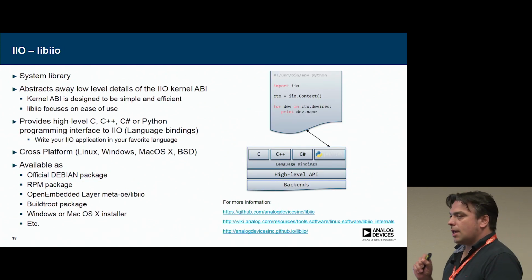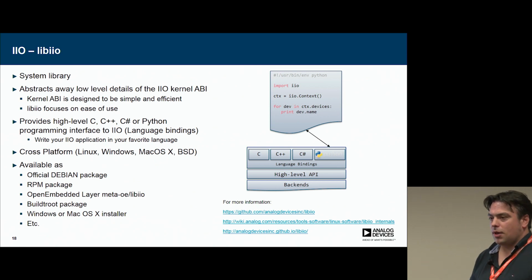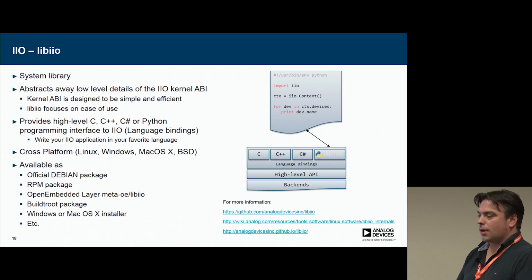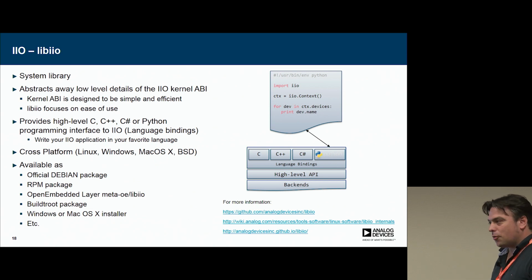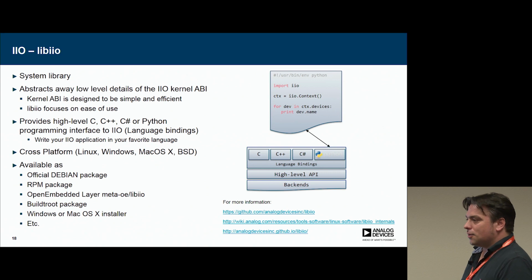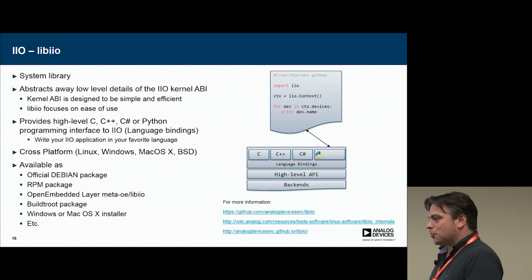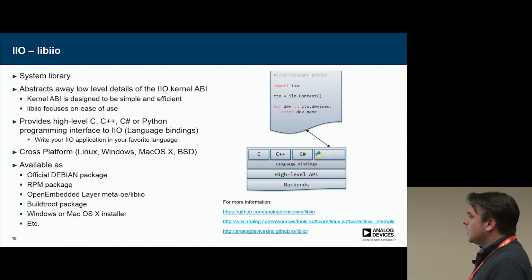So IIO itself, the kernel API, is a lot of things like writing files, reading files, opening files, doing I/O controls on files, which is not something a typical developer would expect. They want to have a function call API. They want to call a function and don't want to really open the file descriptor and write some strings. So libiio closes this gap.